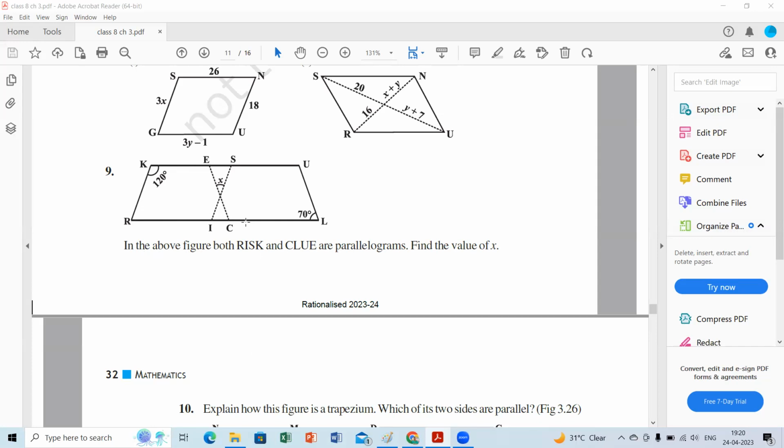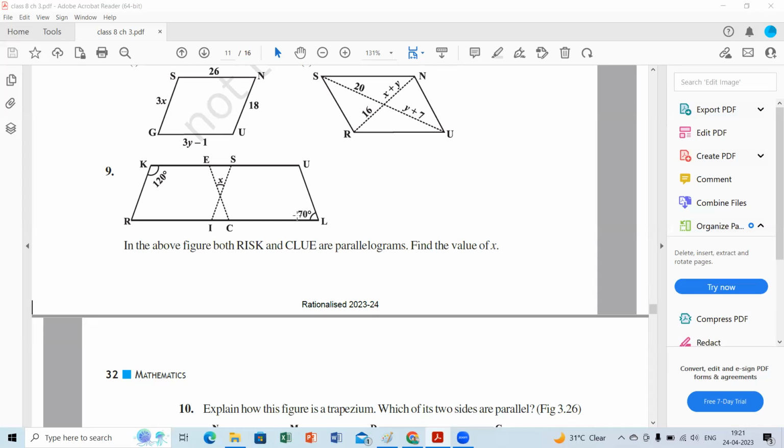Ma'am, because angle E should be equal to 70 degrees, because opposite angles are equal. Which angle? Angle E is equal to 70. Very good. And S is equal to 60, since R is equal to 60, as K and R are supplementary. Very good. 70 plus 60 gives 130. 180 minus 130 is 50. Wonderful. Very good explanation.